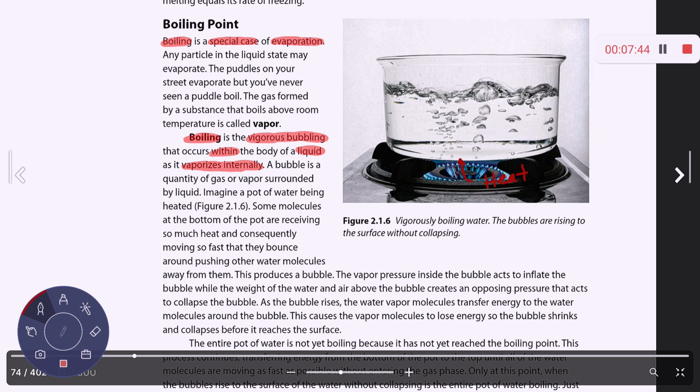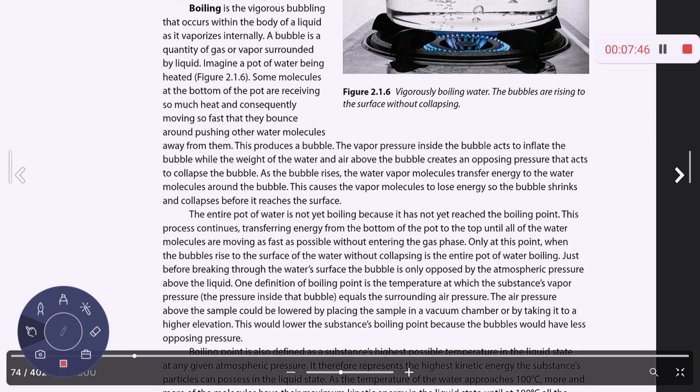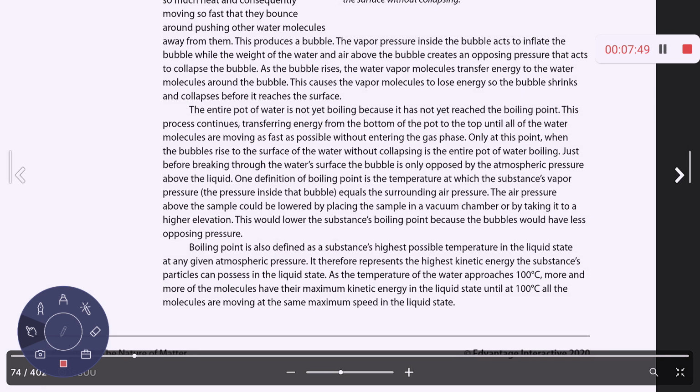And then let me come down here and I want to highlight a couple of other things. There's another definition for boiling point, and it's related to the vapor pressure of a liquid. So the temperature at which the vapor pressure equals the surrounding air pressure is when something will boil. So I can actually take a beaker of water, put it in an airtight container, drop the pressure above it, and make it boil at room temperature.